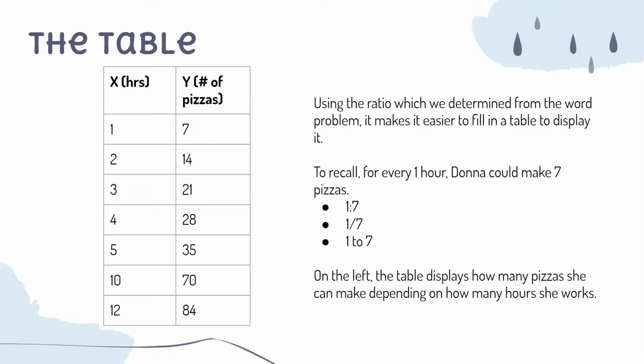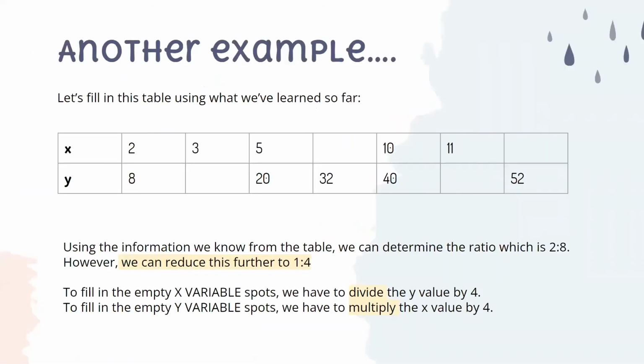So to write that ratio, we can write it as 1 to 7, 1/7, or 1:7. On the left, the table displays how many pizzas she can make depending on how many hours she works. So if we look at this table, the x value is multiplied by 7 to get the y value.